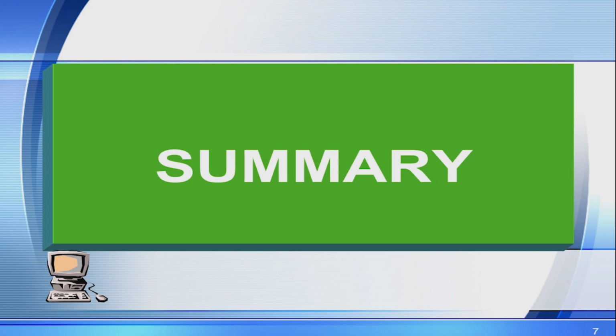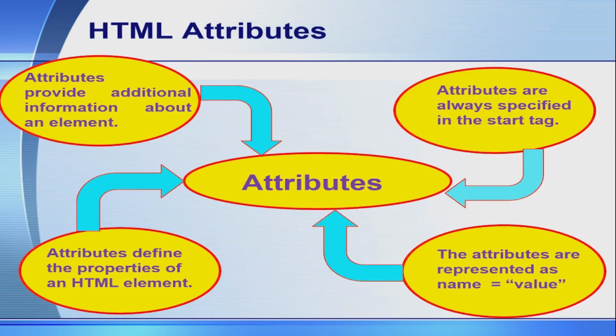To summarize, attributes provide additional information about an HTML element. Attributes define the properties of an HTML element. Attributes are always specified in the start tag of an HTML element. Attributes are represented as name equal to starting double quote, value closing double quote.